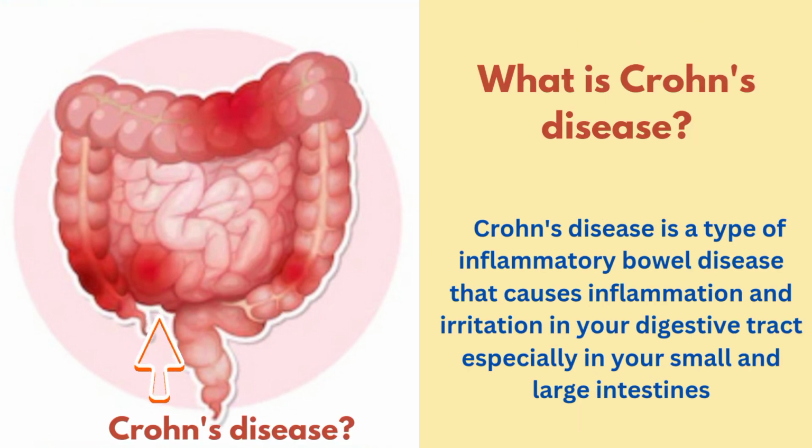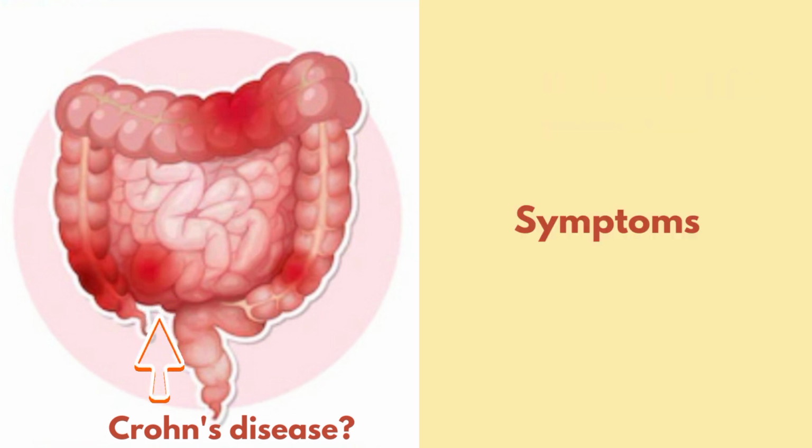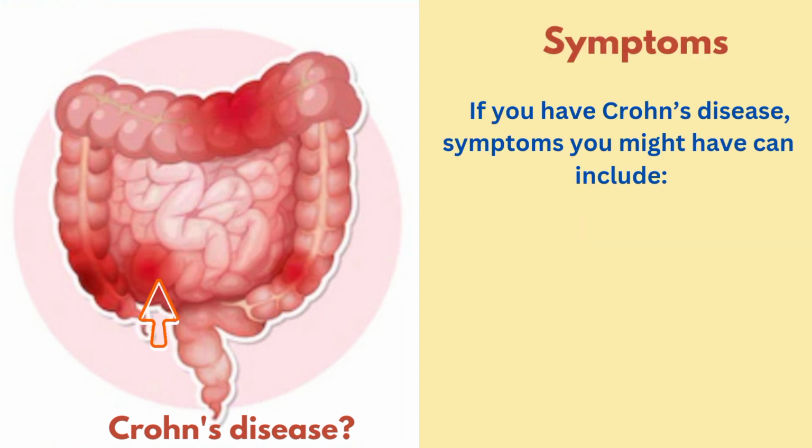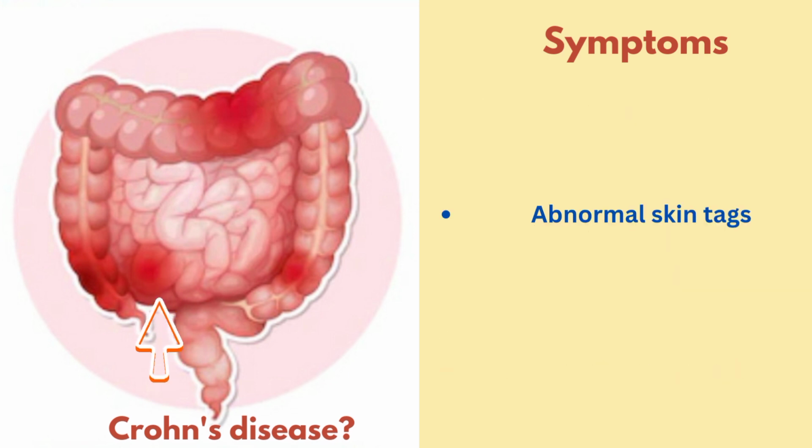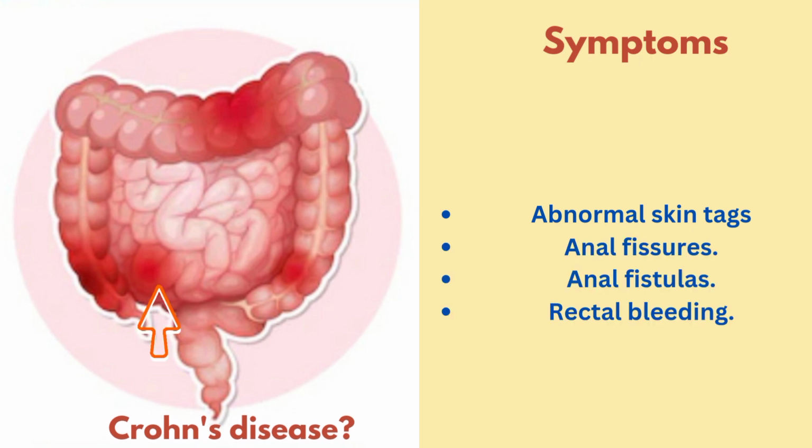Crohn's disease is a type of inflammatory bowel disease that causes inflammation and irritation in your digestive tract, especially in your small and large intestines. Now let us see the symptoms of this condition. If you have Crohn's disease, symptoms you might have can include abdominal pain, chronic diarrhea, a feeling of fullness, fever, a loss of appetite, weight loss, abnormal skin tags, anal fissures, anal fistulas, and rectal bleeding.